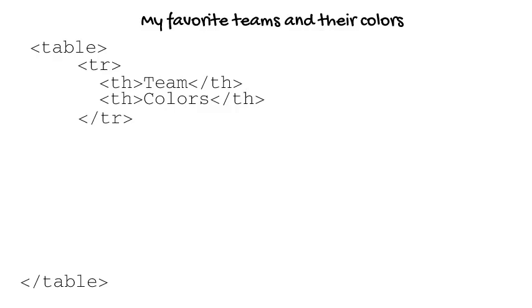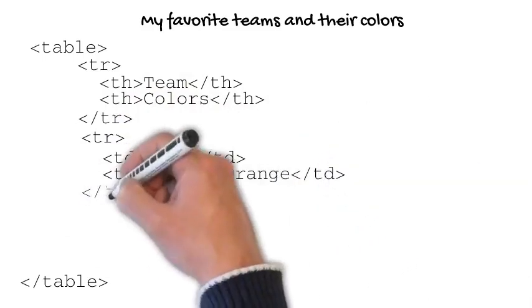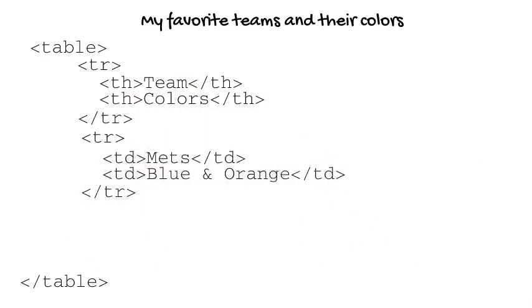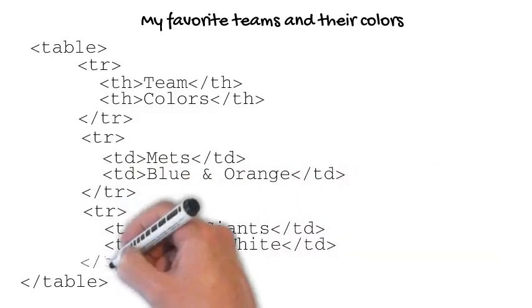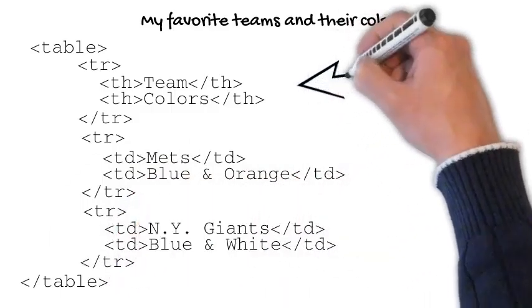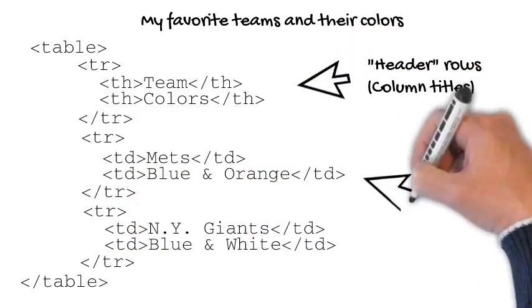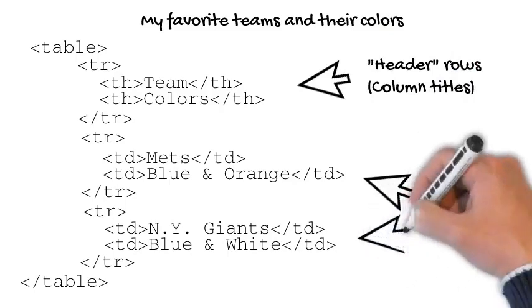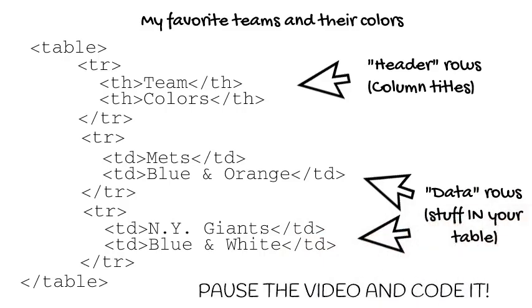And I'm going to continue adding rows with the TR tags, and then after each TR tag, I'm going to use the TD tag for table data. That's what's going to go in the boxes underneath the header. I'll do a row for the Mets in blue and orange, and then I'll do another row for the Giants in blue and white. So you may want to pause the video for a minute just to get this code down, but realize that the header rows are the column titles at the very beginning. And these next 2 sections are your data rows. Those are the stuff inside your table.